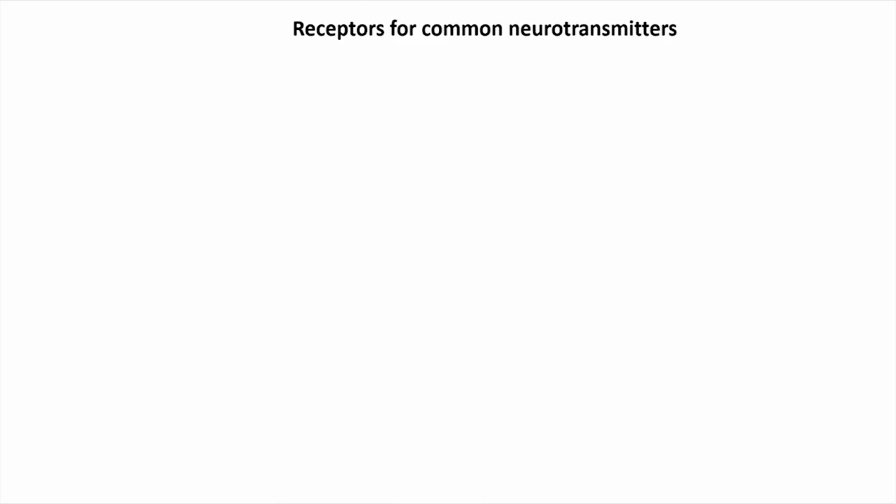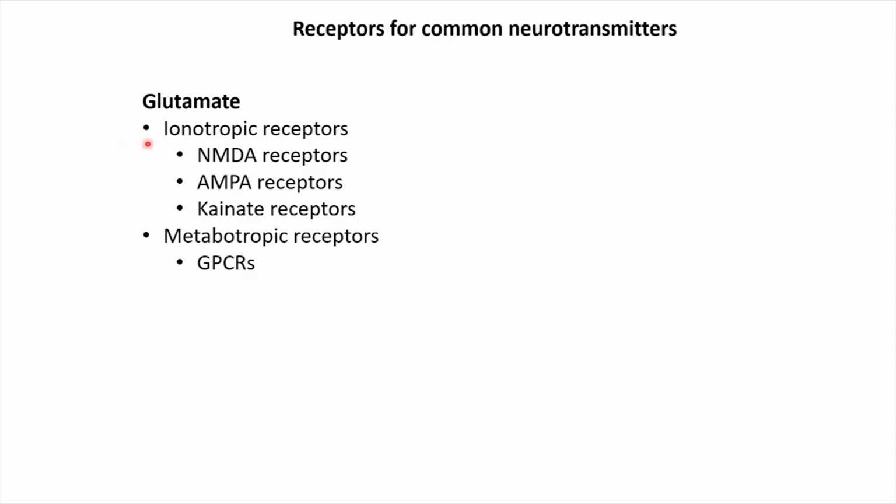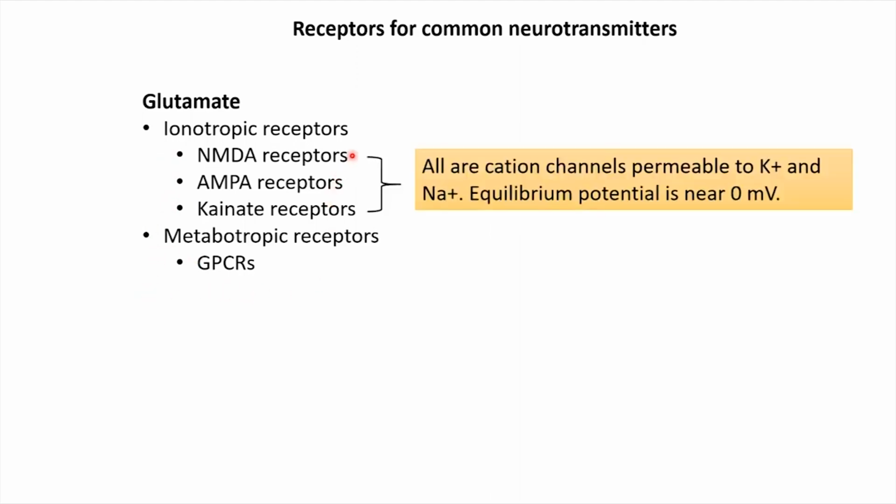The same neurotransmitter can have multiple types of receptors, and this is particularly true for glutamate, which is the most common neurotransmitter. So glutamate has both ionotropic receptors and metabotropic receptors. The ionotropic receptors can be classified into three main classes: NMDA receptors, AMPA receptors, and kainate receptors. And metabotropic receptors belong to the GPCR family of receptors. All these three ionotropic receptors, NMDA, AMPA, and kainate, are basically cation channels. So they are permeable to both potassium and sodium.